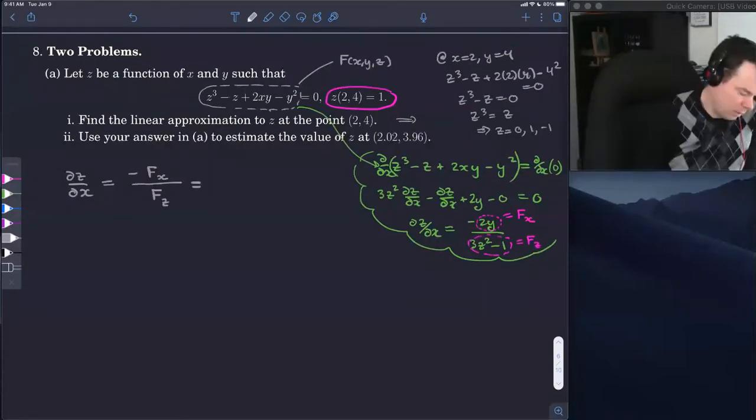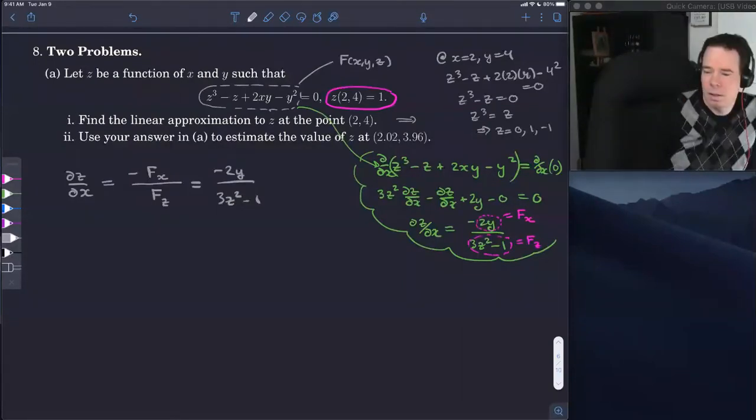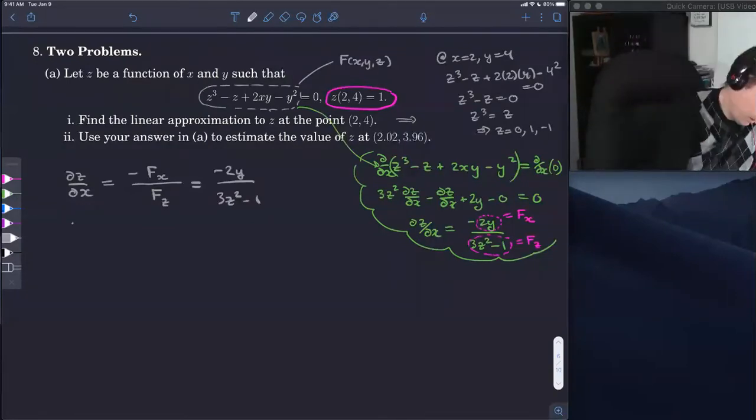I write it down, negative f_x over f sub z. So then I look at my expression and say, what's the derivative with respect to x? That's 2y. What's the derivative with respect to z? 3z squared minus 1. And there we go, we're done. If we forgot the formula, we just do it the long way. Get the same answer.